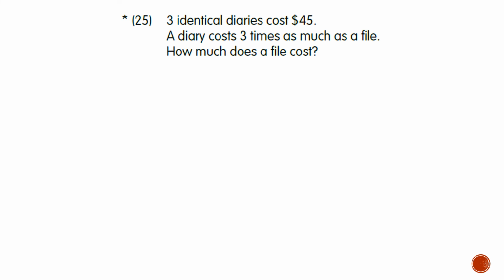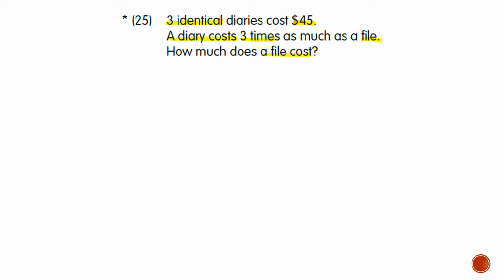Now, for the final question, there is a star on it. That means it's not easy, but we'll work it out together. Okay, 3 identical diaries cost $45. That means each of them have the same cost. Okay? A diary costs 3 times as much as a file. How much does a file cost? Okay, so first we got to find out how much one diary costs.